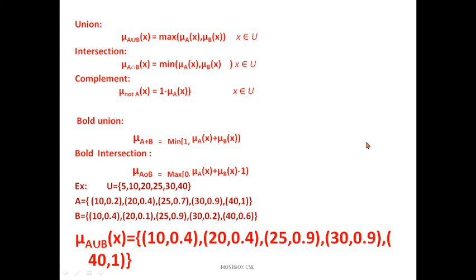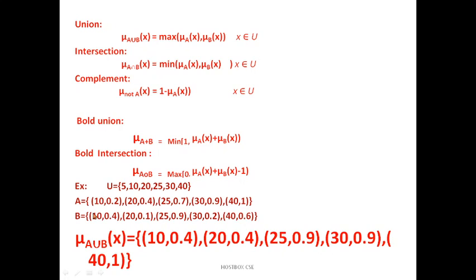Remember the condition in fuzzy logic: the membership function should be in the range of 0 to 1, that is 0.6, 0.7, anything, but it should not be above 1. That is a major condition in fuzzy logic. Now let's calculate the union function. The union is the maximum of mu A of x comma mu B of x, so I am going to find the maximum value.